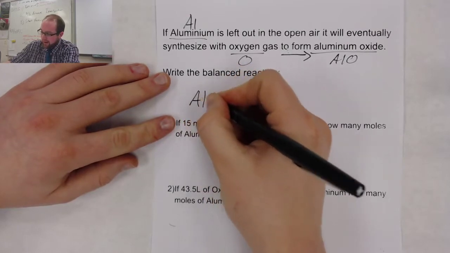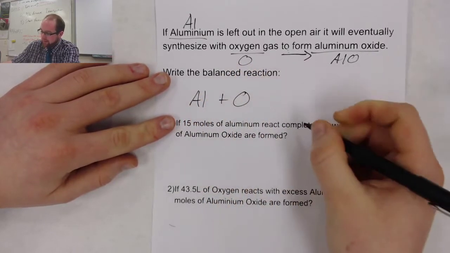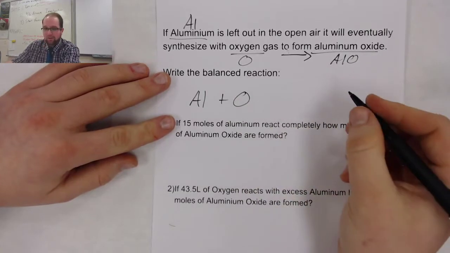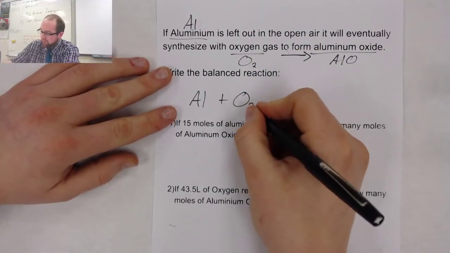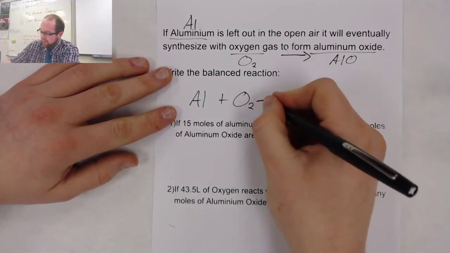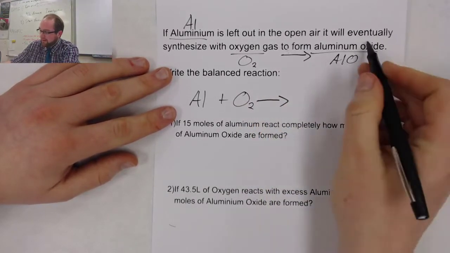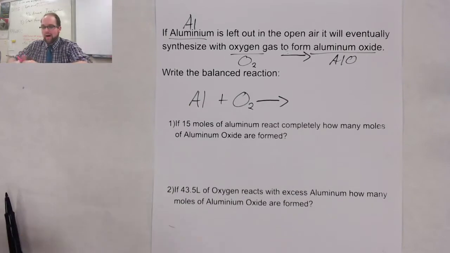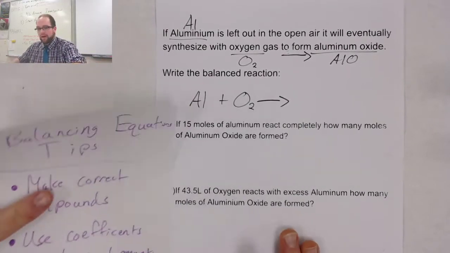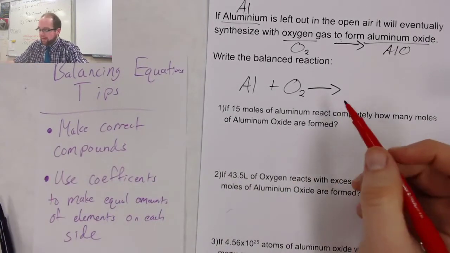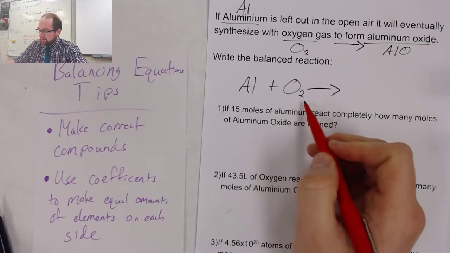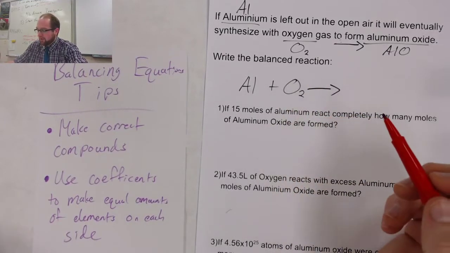I've got Al plus oxygen. Now, those of you who are remembering your diatomics are probably screaming at me right now to make sure that I use a subscript 2 for oxygen, so that way it will react and form correctly. Now we need to think about our aluminum oxide. Some of our key tips when we're balancing and writing equations is we always want to make sure our compounds are correctly made. That's why I make sure to remember my diatomic rules for O2.